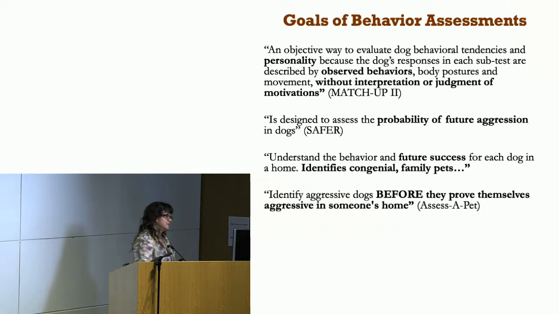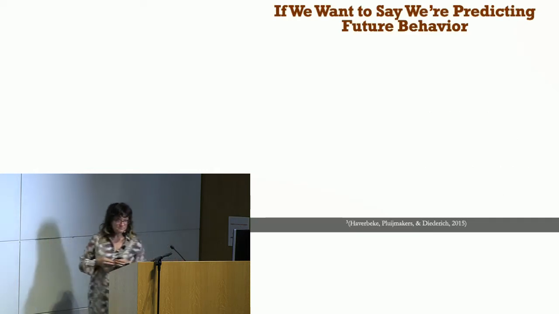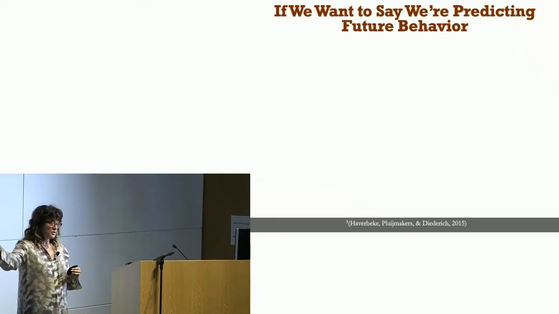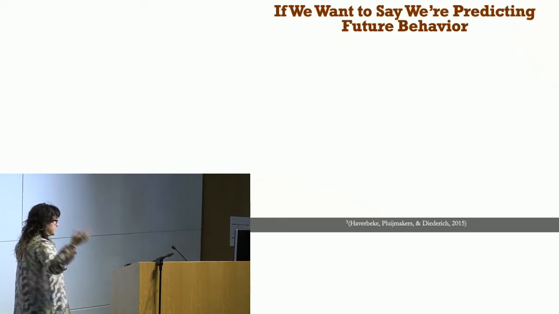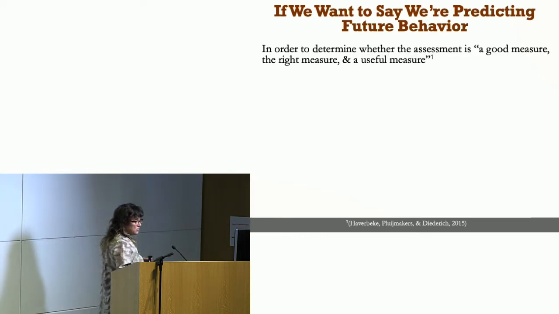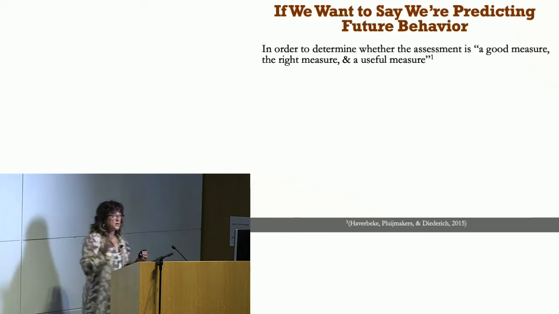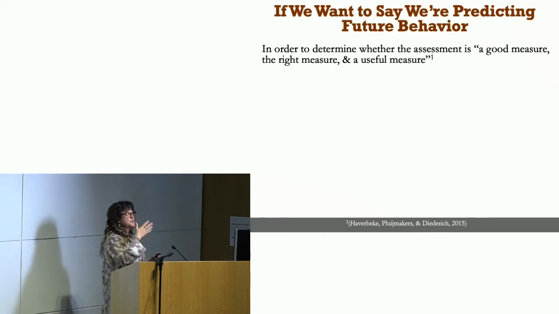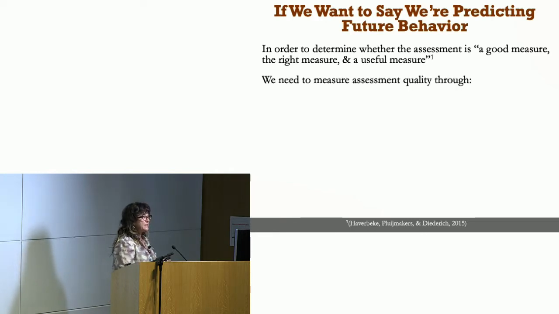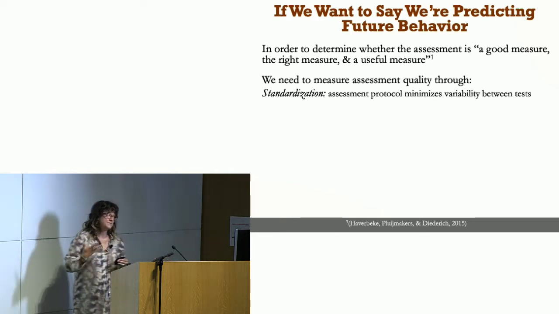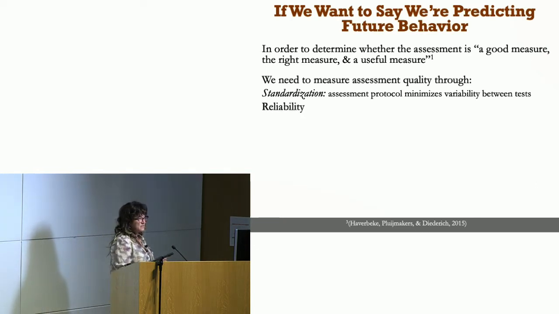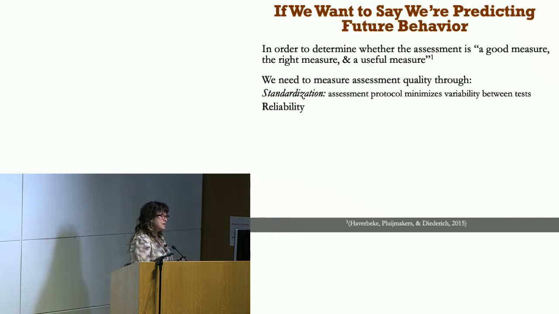Oof. Okay. So it seems like a lot of this is about predicting future behavior in the home, right? We can all agree that a lot of those descriptions were about that. So in order to determine whether a behavior assessment is a good measure, the right measure, and a useful measure to be able to predict future behavior, here's what we need. We need the assessment to be standardized, so the assessment protocol minimizes the variability between tests. And that's test to test, not subtests. It has to be reliable, valid, feasible.